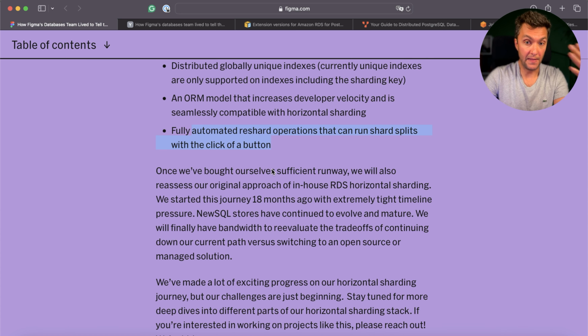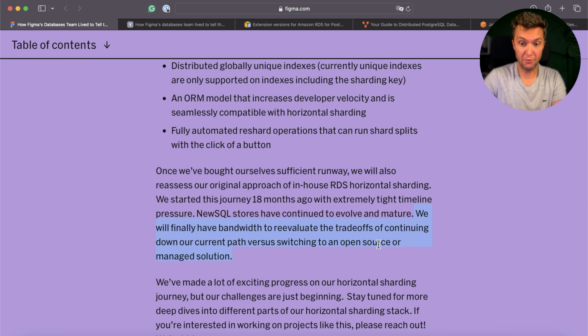As they stated in the beginning, they had a lack of time, but at least right now with the current solution, they have bought themselves sufficient runway. They have bandwidth to re-evaluate the trade-offs of continuing down the current path versus switching to an open source or managed solution.